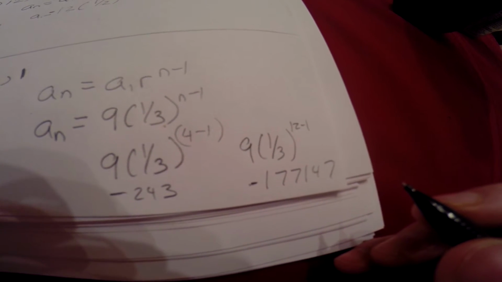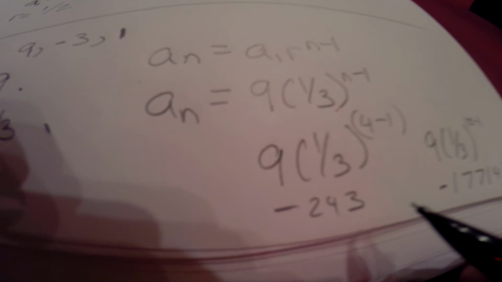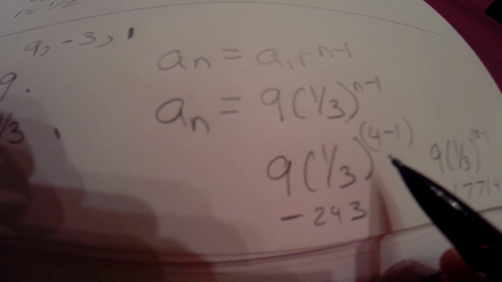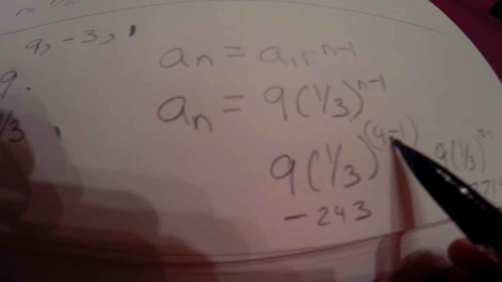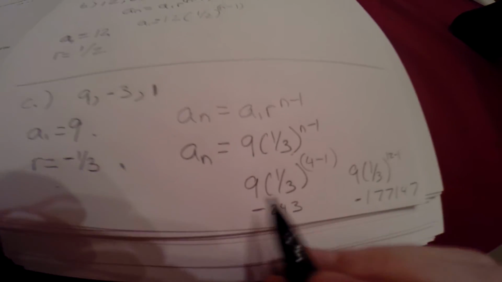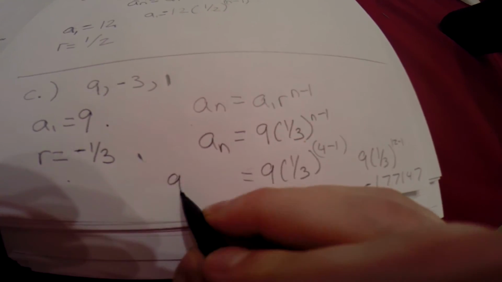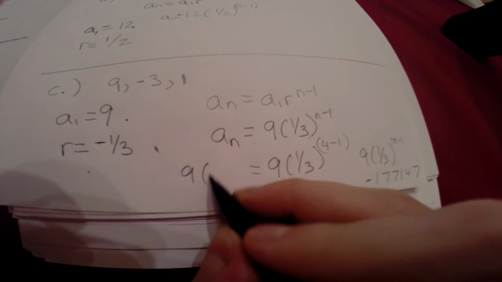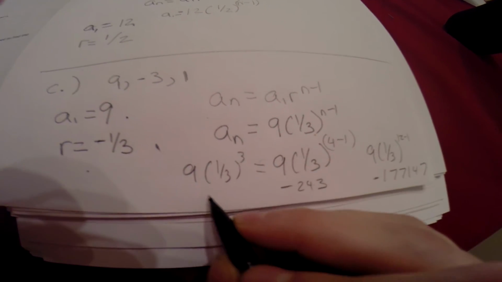I was just following the key. How do I know that doesn't make sense? Because clearly I'm doing 9 times 1/3 raised to the third. Multiplying by 1/3 should be getting smaller, not bigger. So I know that this is really 9 times negative 1/3 to the third.